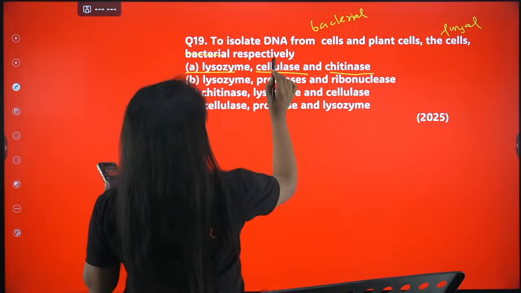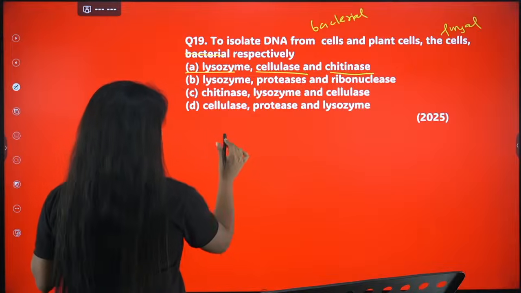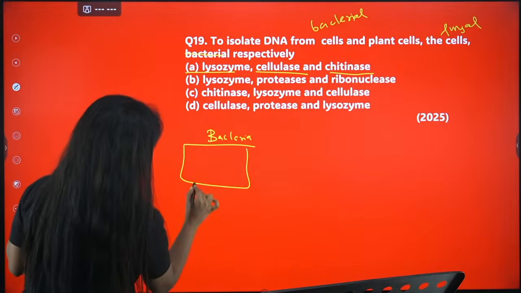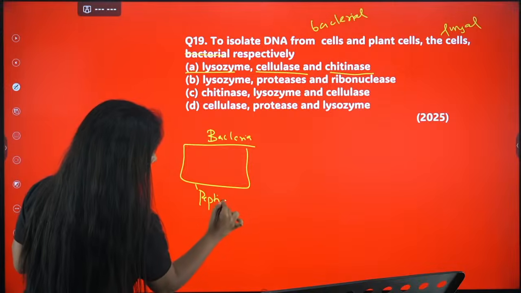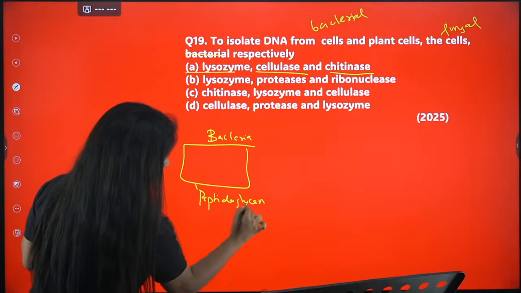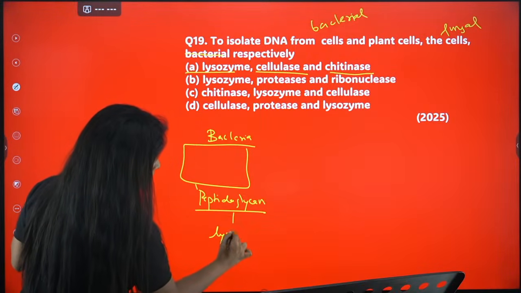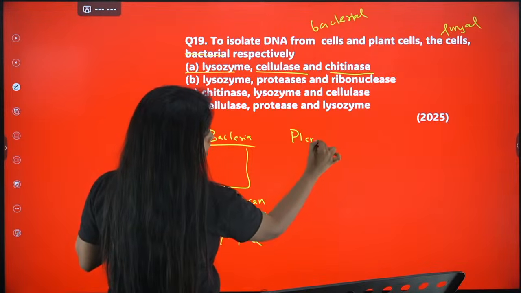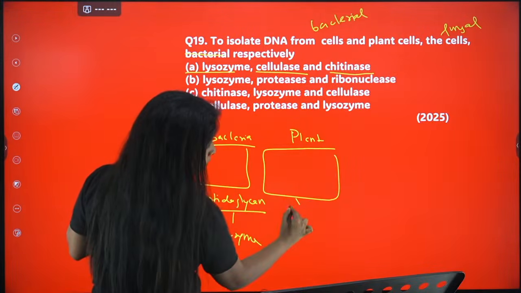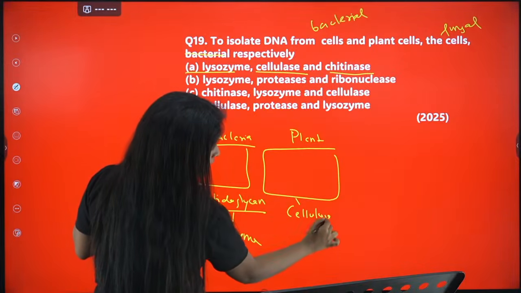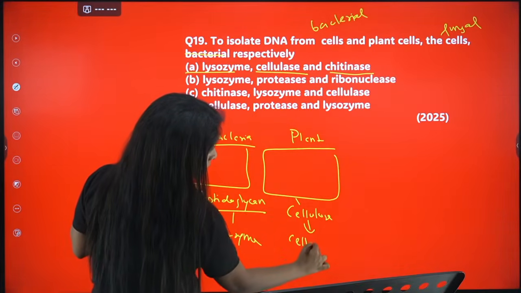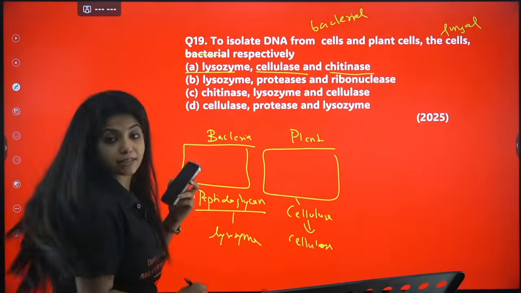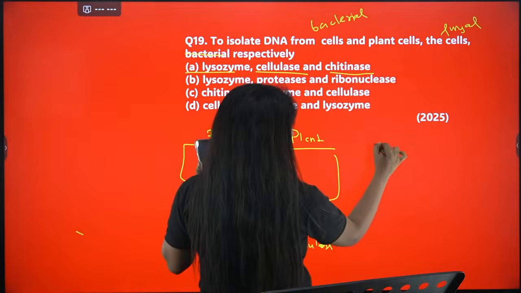Okay, so why lysozyme? Because my dear children, as I told you, in bacteria the cell wall is made up of something known as peptidoglycan, and this peptidoglycan can be broken down with the enzyme lysozyme. In the case of plants, the cell wall is made up of cellulose, so it can be broken down with the enzyme cellulase. Now the third category is fungi.